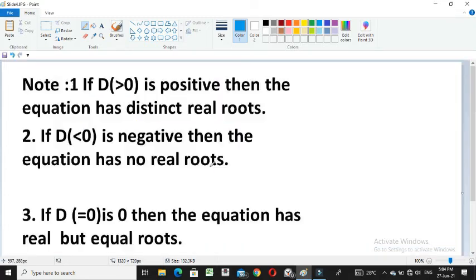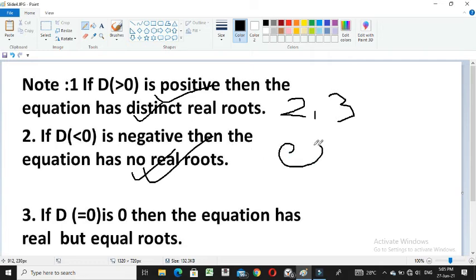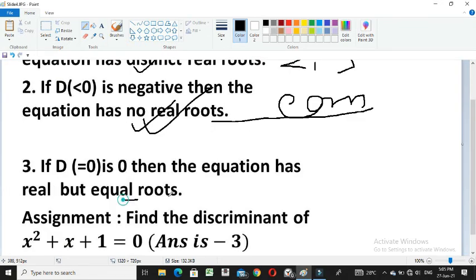So if D is positive, then the equation has distinct real roots, meaning the roots are not equal. For example, one root is 2 and another one is 3. If D is negative, then there are no real roots. In that case, we will have complex roots. It is not in our discussion. And if D equal to 0, then you will have two real roots. If one is 2, the other one also will be 2. If one is 3, then the other one also will be 3. It means the roots will all be equal if D equal to 0. So these are the three conditions.